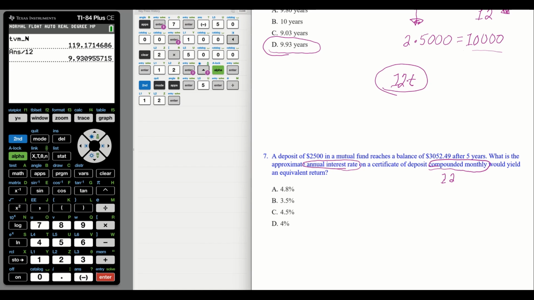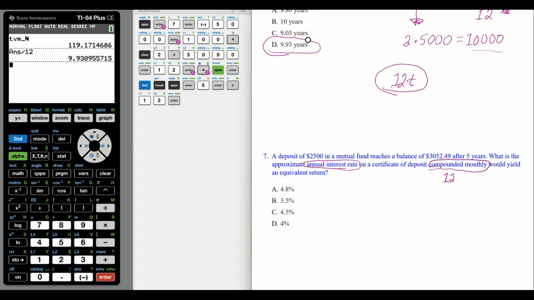Okay. Deposit would yield an equivalent return. Let me read that again. What is the approximate annual interest rate on the certificate of deposit compounding monthly that would yield the equivalent? Okay. So that's just wordiness. Okay. We're looking at the 12 to compound.